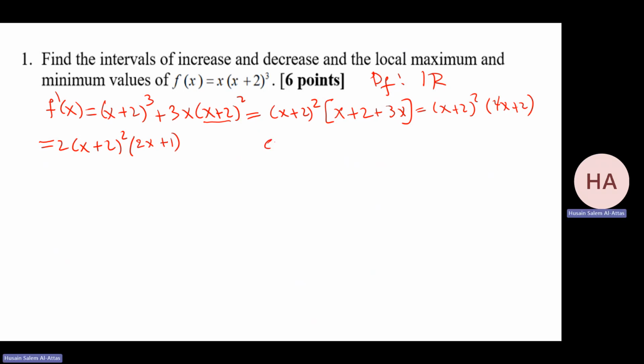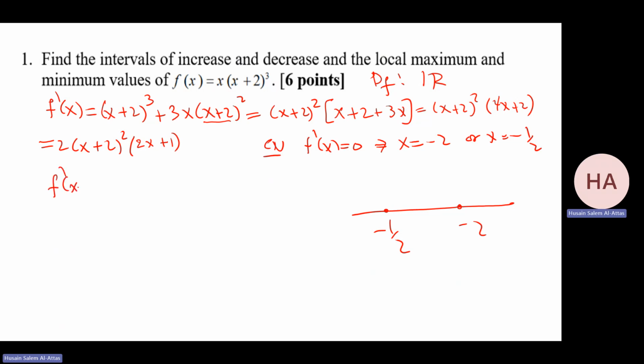Okay, critical numbers, f prime equal to 0. So that means x equal minus 2 or x equal minus half. Mark the numbers minus half and minus 2. Be careful. What is my f prime? x plus 2 squared times 2x plus 1. That will make no change because it's always positive or non-negative. So I'll take values. Take a value less than minus 2, minus 3. Minus 3 plus 2, square it, so it will be positive. That will be positive times negative, so that will be negative. Between minus 2 and minus half, take minus 1. That will be positive, times negative, still negative.